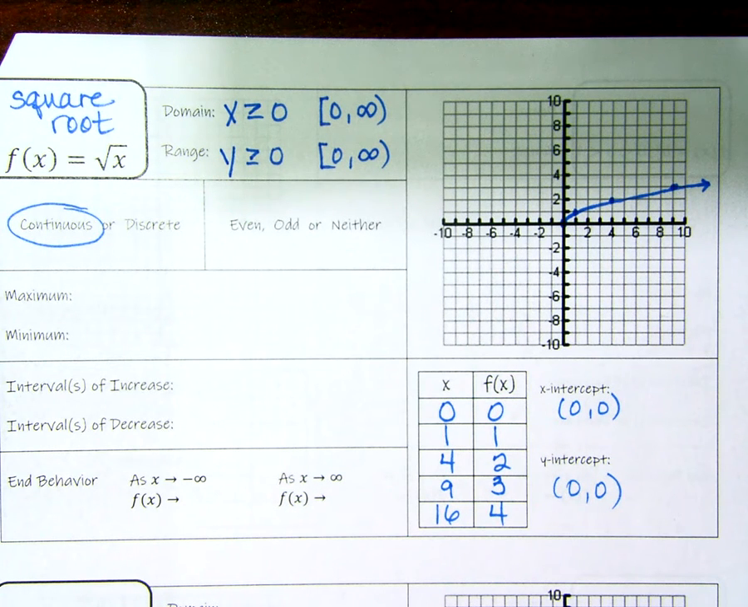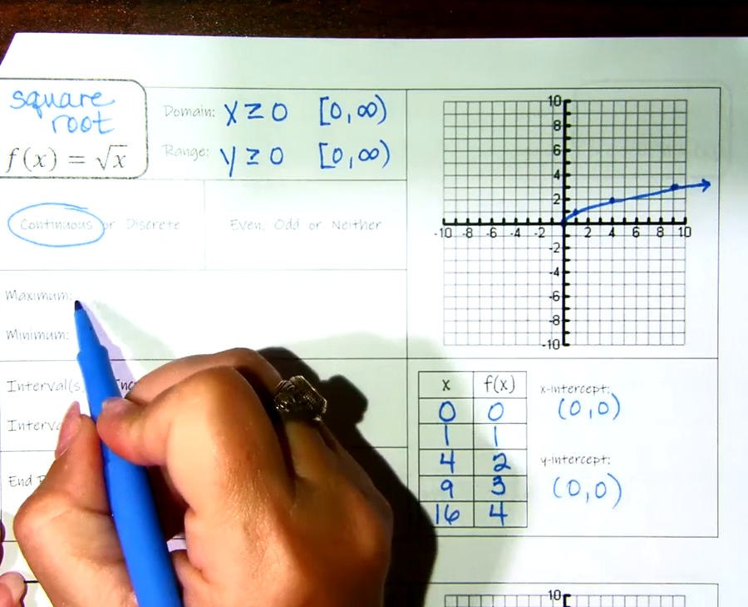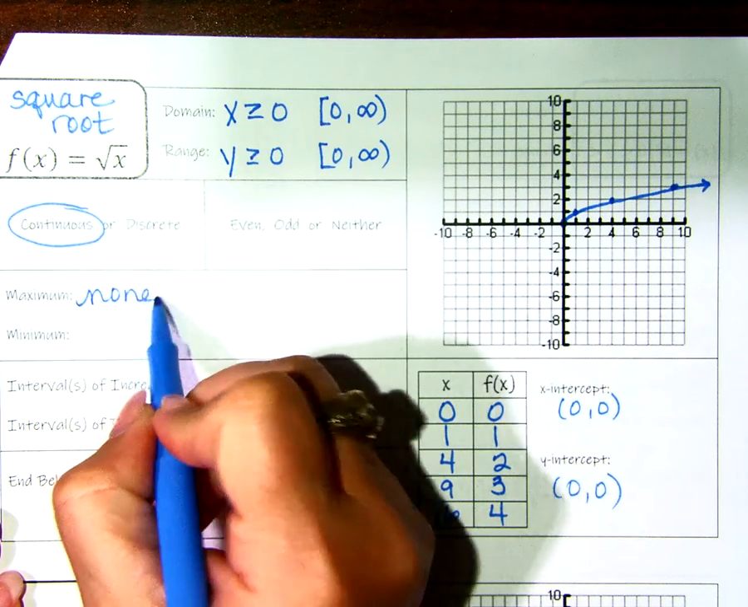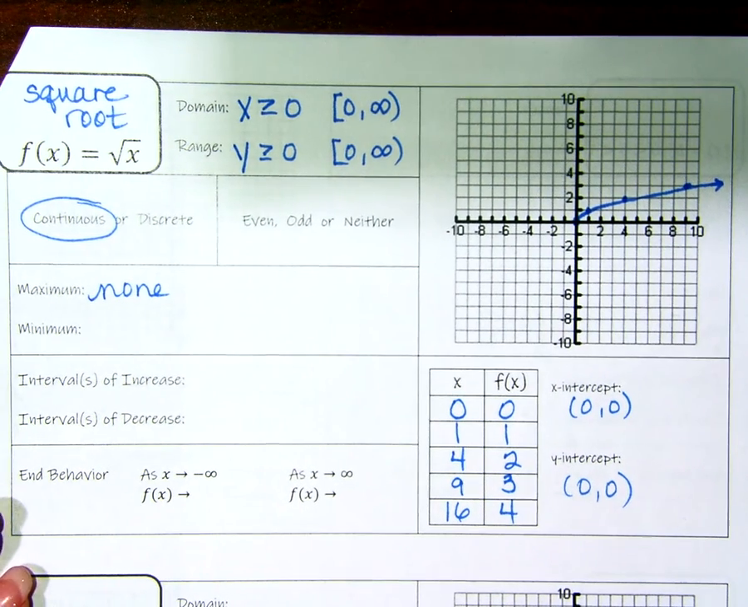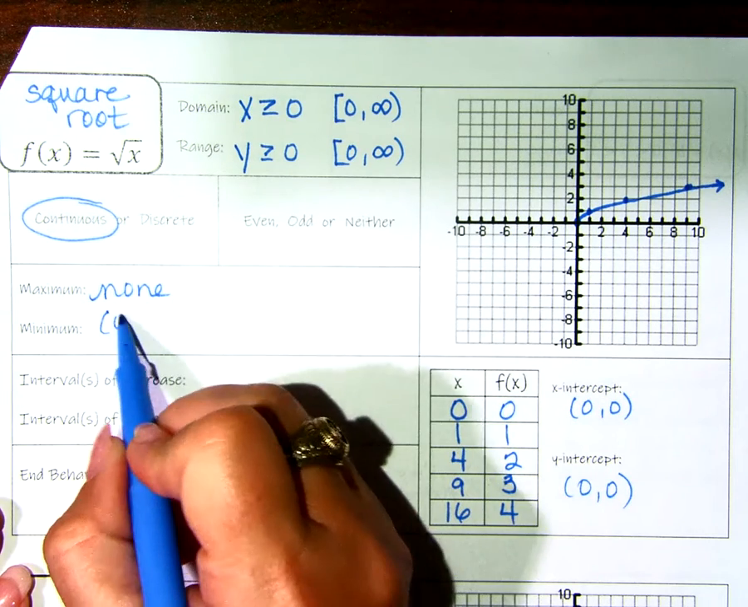What about the maximum? What's the highest point that it gets to? So what's the maximum? There's none. If it goes to infinity, there's not a maximum. What about the minimum? What's the lowest point it gets to? 0, 0. Very good.